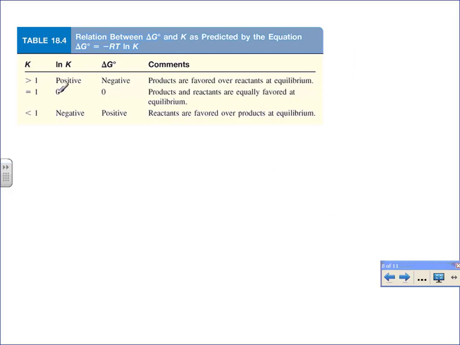Now we can also look at the relationship between the equilibrium constant and Gibbs free energy. When the equilibrium constant is greater than 1, as you know, that's a situation where we favor the products. And so Gibbs free energy is negative. Okay, the products are favored over the reactants. When K is equal to 1, okay, the products and reactants are equally favored. And when K is less than 1, the delta G is going to be positive and the reactants are favored at equilibrium.